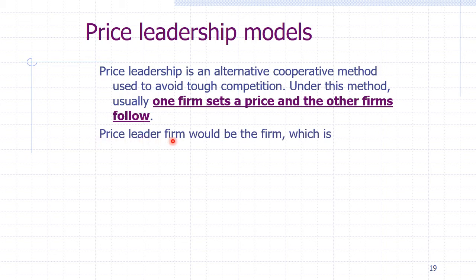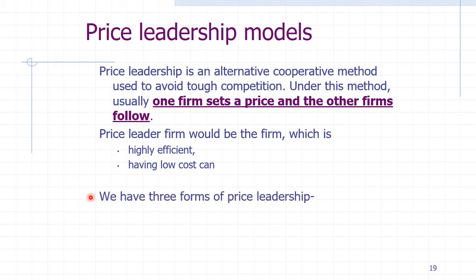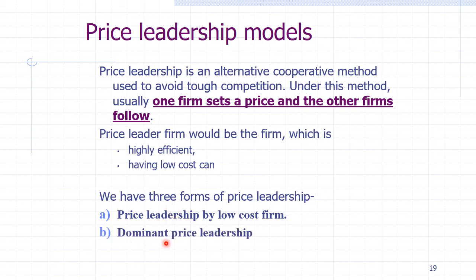The price leader firm would be the firm which is highly efficient, having low cost. According to that, we have three forms of price leadership. The first type of price leadership is by a low cost firm. Because they have the most economies of scale, that firm stands as the price leader of the oligopoly structure. The second type is dominant price leadership.